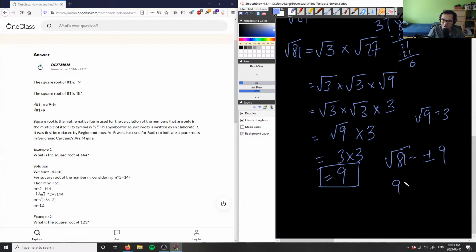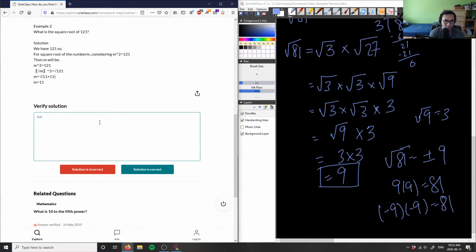Because again, 9 times 9 is going to equal 81, but also negative 9 times negative 9 will also equal 81. So if we're looking at this problem from a quadratic point of view, both answers are suitable. So plus or minus 9 are suitable answers for this problem. So this solution here is correct. They have plus or minus 9, which is the correct solution.